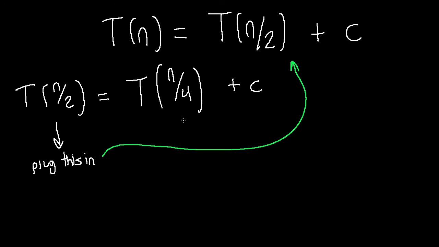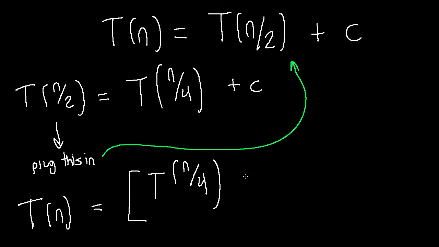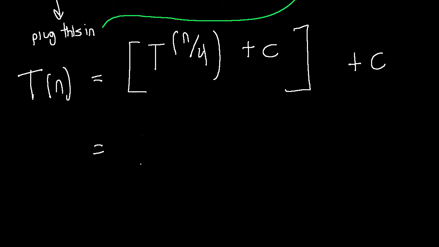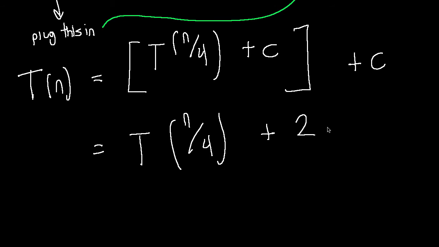So right now we plug this in. We have n over 2, so we can say that T of n is going to be equal to, I put big brackets over here, T of n over 2 plus C, just put in the brackets so it's a bit easier to visualize, plus C, and this obviously will be T of n over 4 plus 2C.